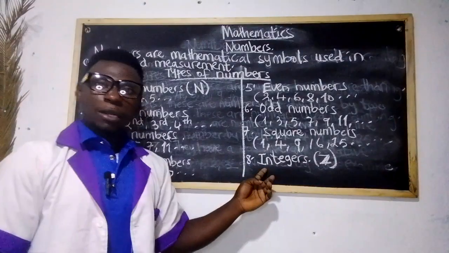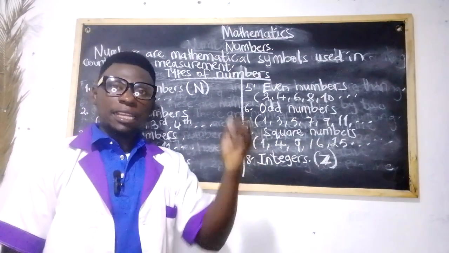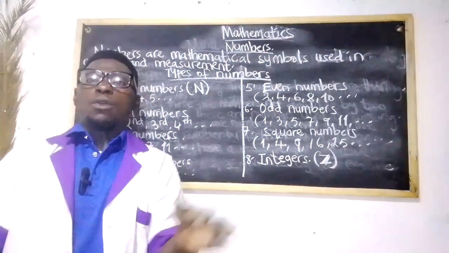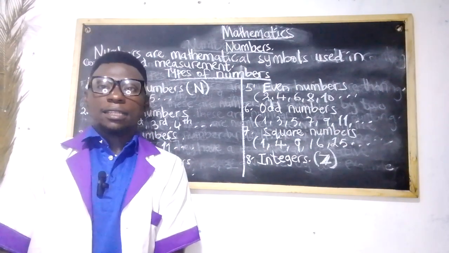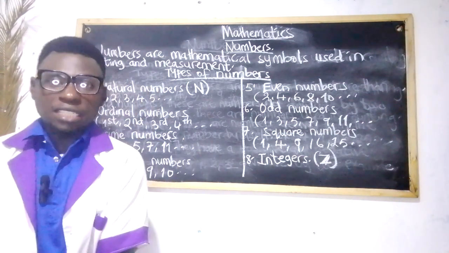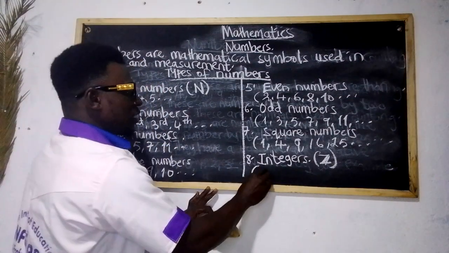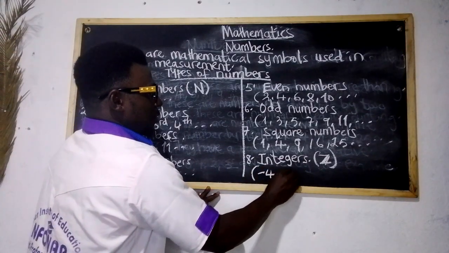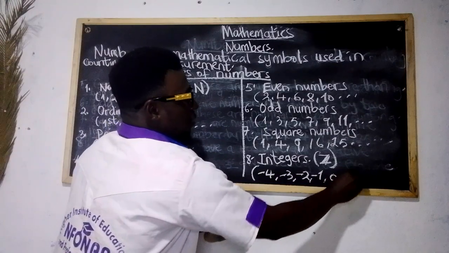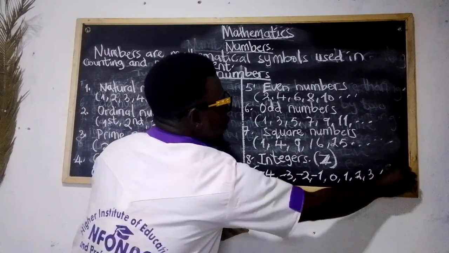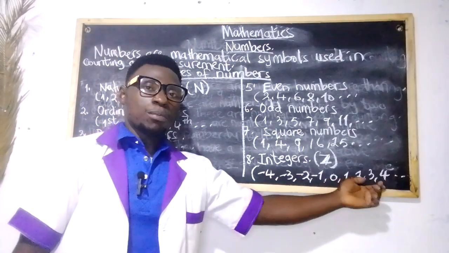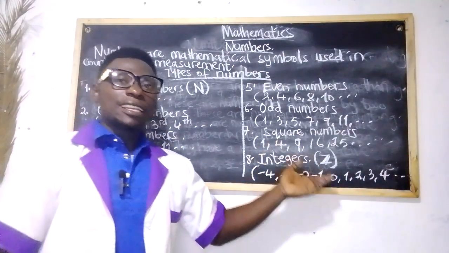And then the 8th type of number that we're going to see for this class is called integers. What are integers? Integers are numbers that have a whole number and a negative side. So numbers that have negative and positive are what we call integers. Example of integers we have -4, -3, -2, -1, 0, 1, 2, 3, 4, and so on. You see, we start from the minus, then we go to 0, then we go to the positive side. So these are integers.